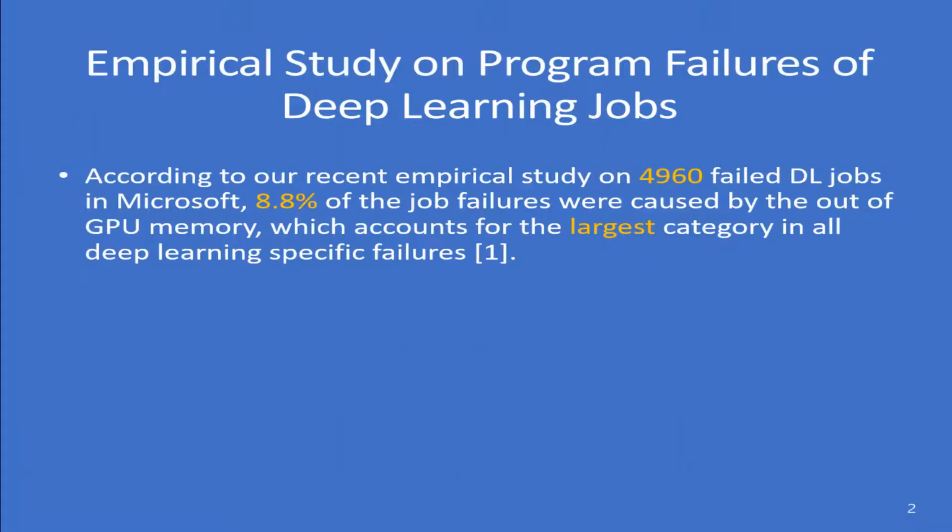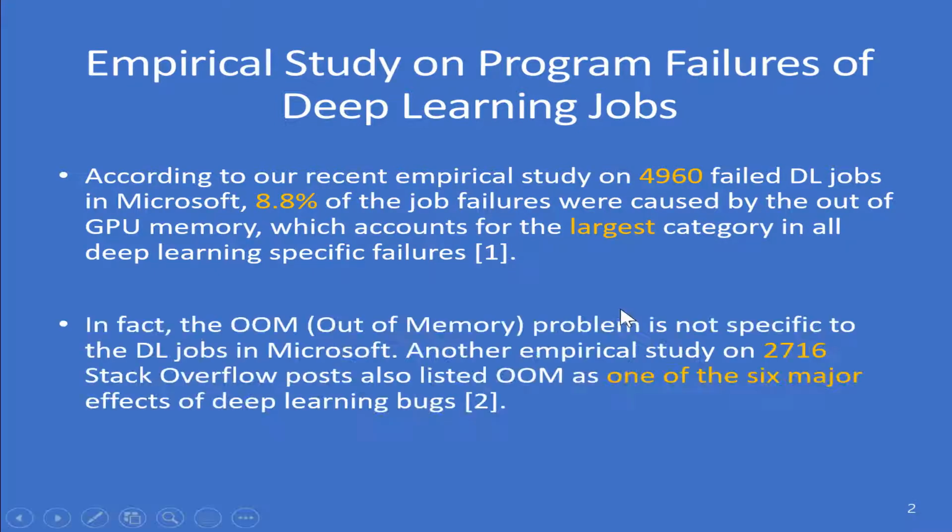According to a recent empirical study on 4,960 failed DL jobs in Microsoft, 8.8% of the job failures were caused by out of GPU memory, which accounts for the largest category in all deep learning specific failures. In fact, the OOM problem is not specific to the DL jobs in Microsoft. Another empirical study on 2,760 Stack Overflow posts also listed OOM as one of the 6 major effects of deep learning bugs.